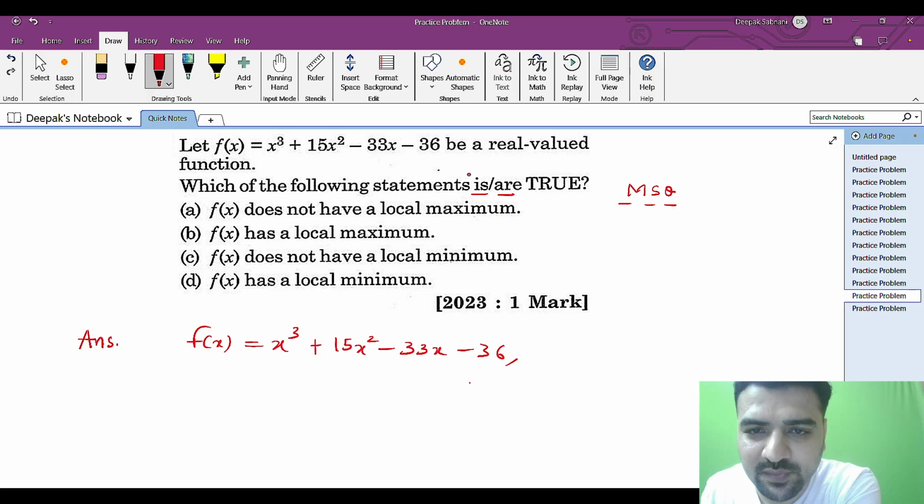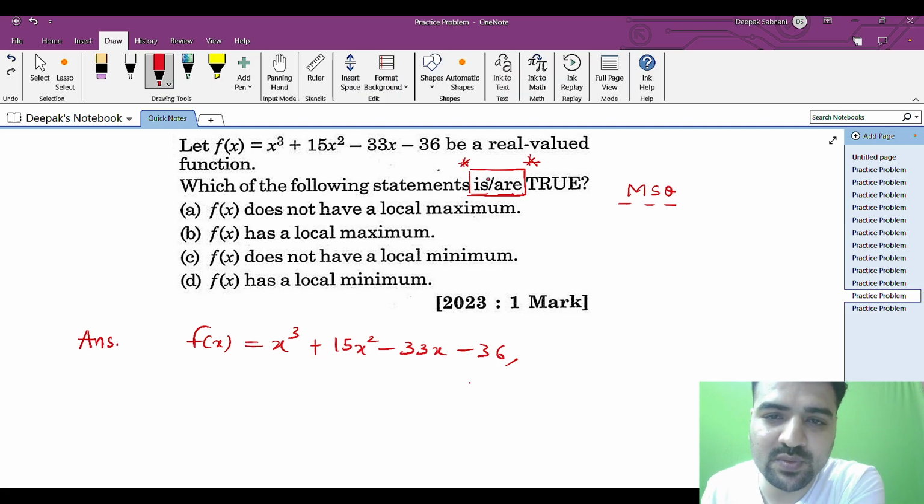So the first word I literally want to highlight here is, please don't forget this. Many times we feel it is an MCQ type question, but it's not. It is an MSQ type question. Okay, so more than one answer may be correct.